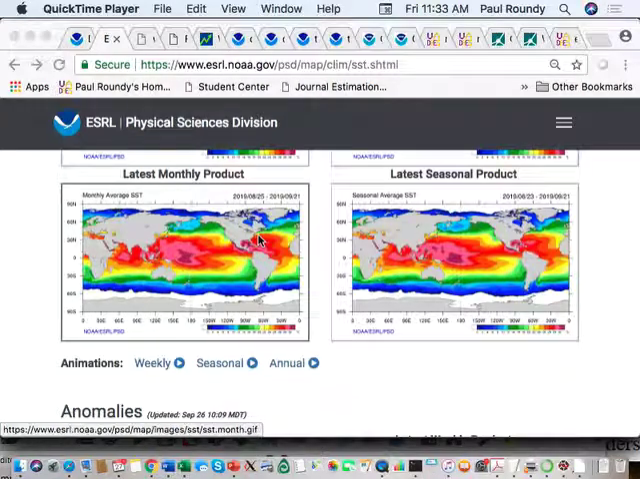So this is the tropical subseasonal to seasonal tropical map discussion on the 27th of September 2019.